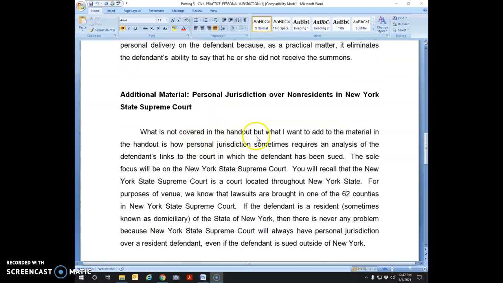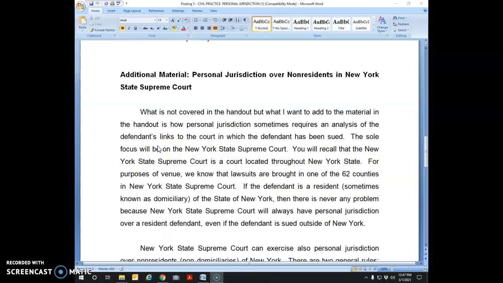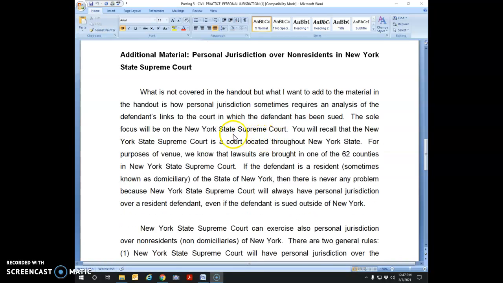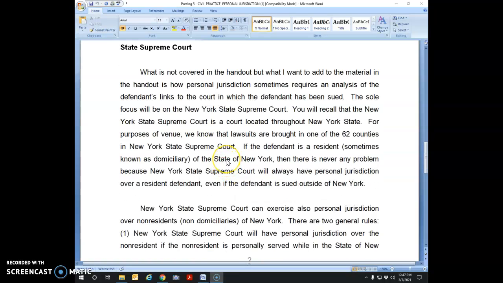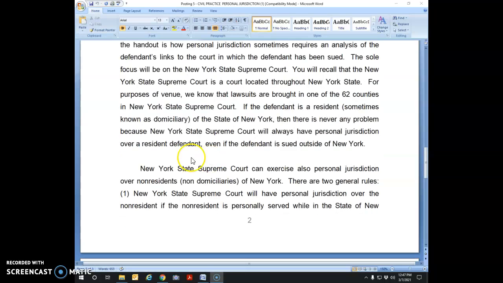What's not covered in the handout or the textual outline, but what I want to cover here, is how personal jurisdiction sometimes requires an analysis of the defendant's links to the court in which the defendant has been sued. Again, we're just focusing on New York State Supreme Court. We're going to break this into two categories: residents of New York State and non-residents.